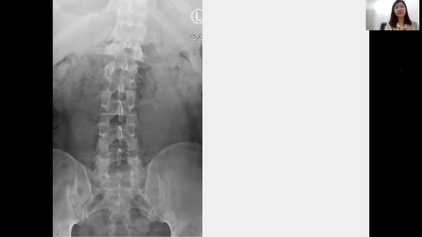Review area. Fecal loaded. Correct, fecal loaded, but it's not pathology. So all these are fecal loaded large bowel. Okay, not dilated. Calcified pancreas? No, there's no calcification here.